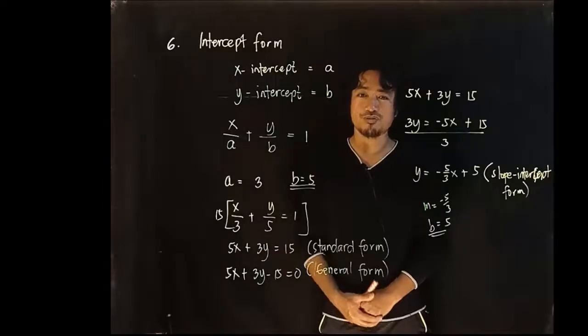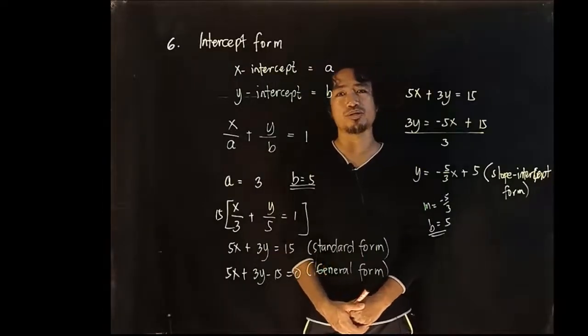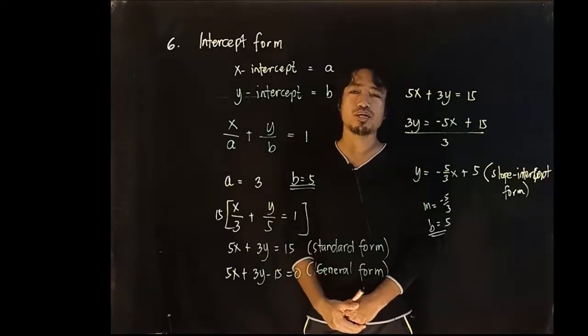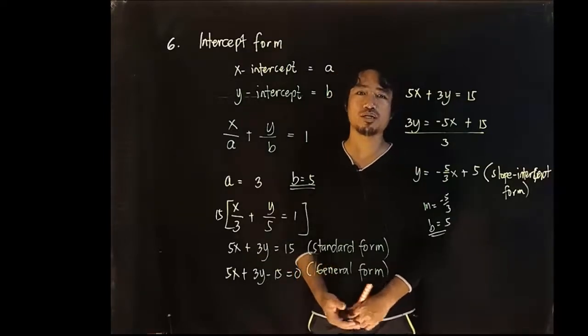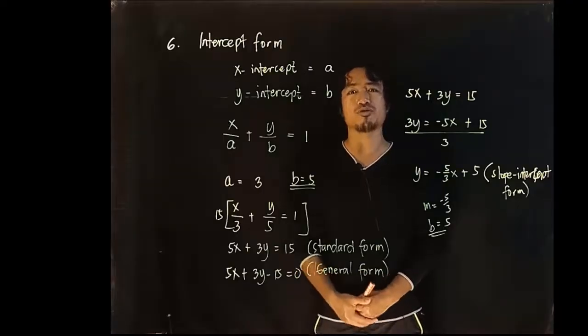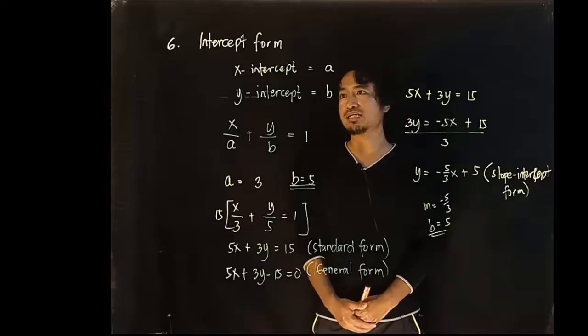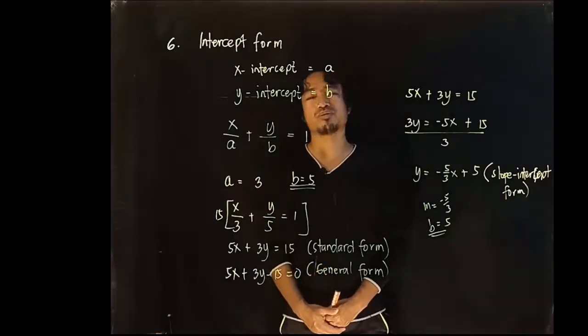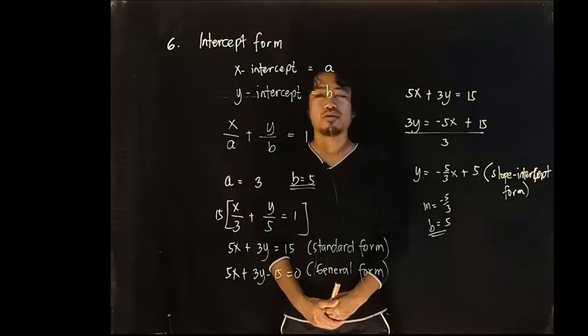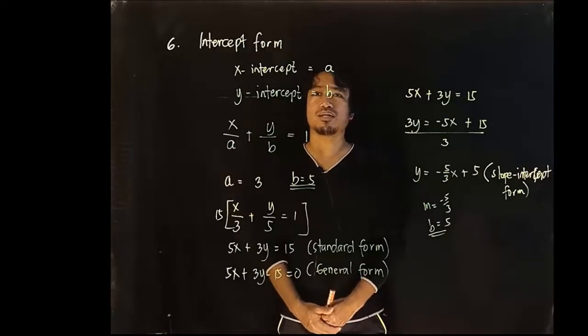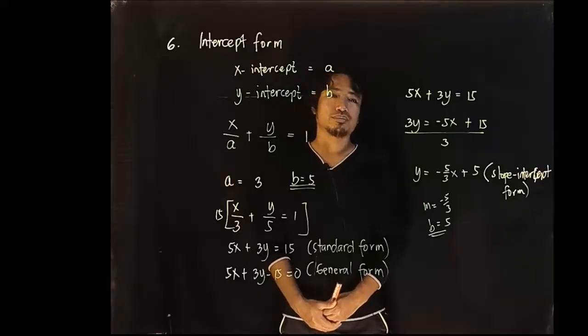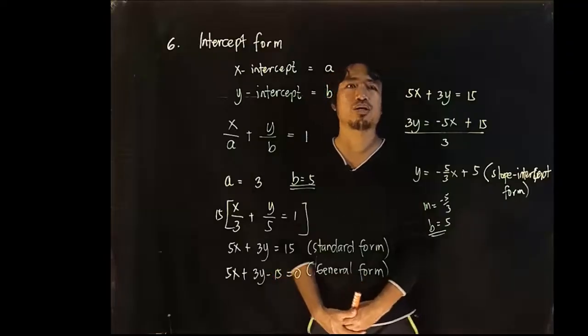To recap, we have covered 6 forms of equation. So the most commonly used forms are the slope-intercept form, the standard form, and the point-slope form. And the 3 less popular forms of equation are the general form, the 2-point form, and the intercept form. So you can determine an equation depending on the given parameters.